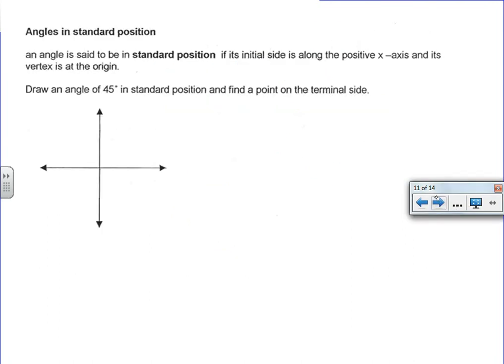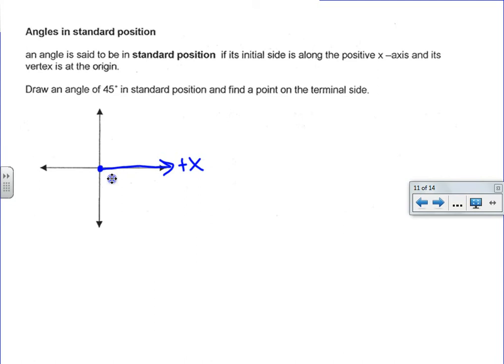Okay, angles in standard position. It is in standard position if the initial side is along the positive x-axis, which we discussed was right here, the positive x-axis, and the vertex is at the origin. So it can open up in either direction, but generally if we want it positive, we want it to open up in the counterclockwise direction.